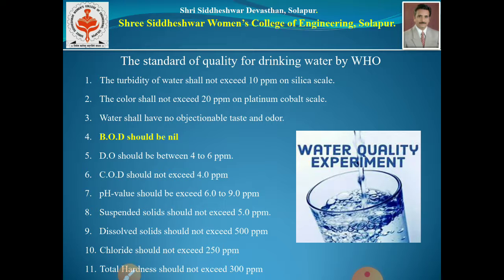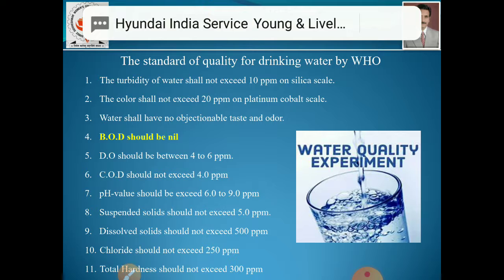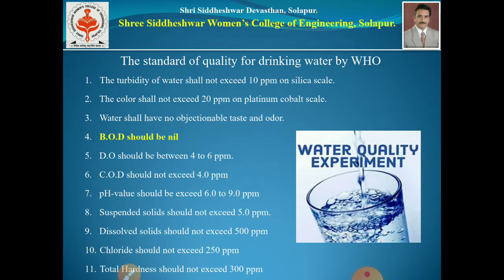So what is that limit? 500 ppm. That is only 500 ppm, for all kinds of minerals. Chlorides: water also contains chlorides, sodium chloride, magnesium chloride, calcium chloride. So a limit is also set for that, 250 ppm. Hardness of water should not exceed 300 ppm.